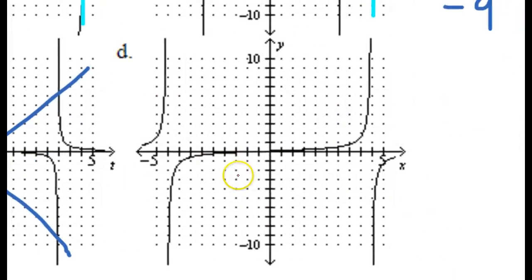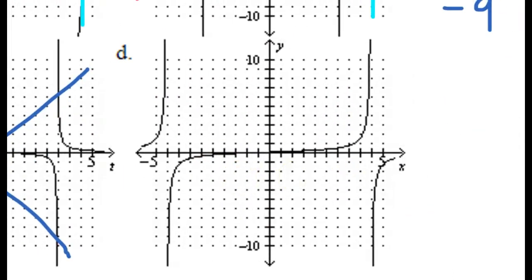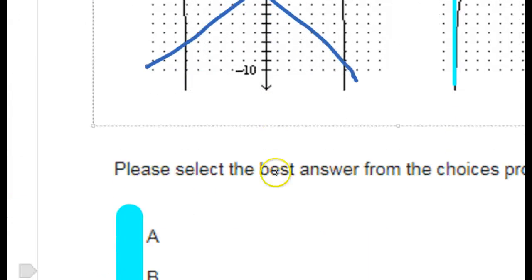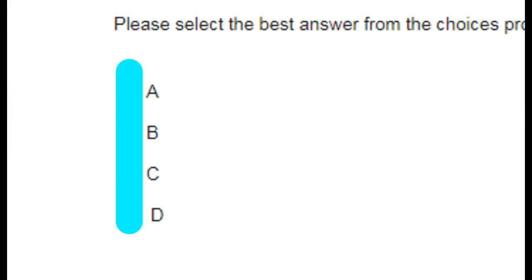Okay, that just leaves D. So hopefully this is going to match. And so here's 4.5 right here, and if we draw this asymptote, you can see that it does match. Okay, and over here would be negative 4.5. So if we put the asymptote over here, you can see that the graph approaches that line nicely. So the correct answer is D. And let's just check our answer. And there you go.